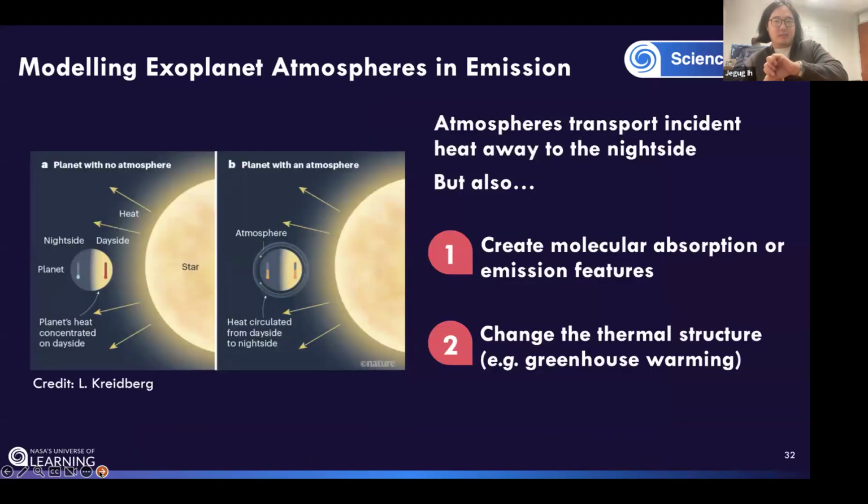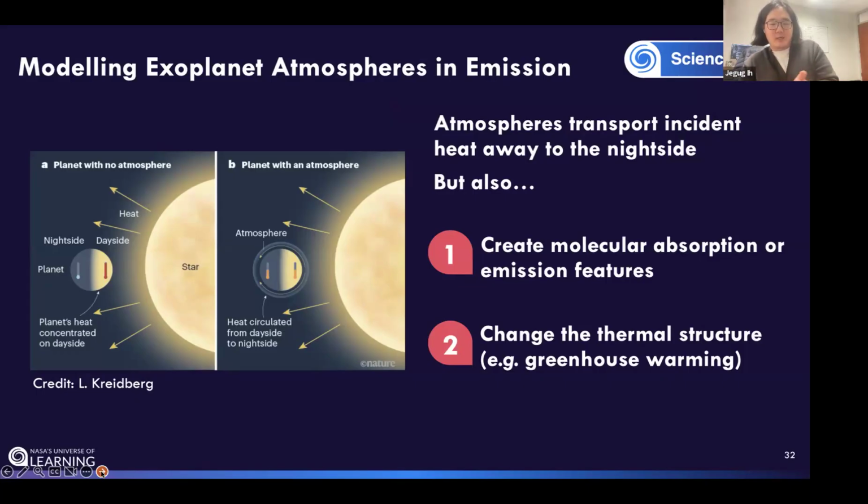But that's only one effect. There are two other effects that you also need to consider. First is that for the thermal emission at a specific wavelength, if you have a molecule that's absorbing, that will also cause spectral features in the emission spectrum. And if you have a vertical temperature gradient, then that can appear in absorption or emission. And secondly, the molecules, because they're absorbing, can also modulate the thermal structure themselves.